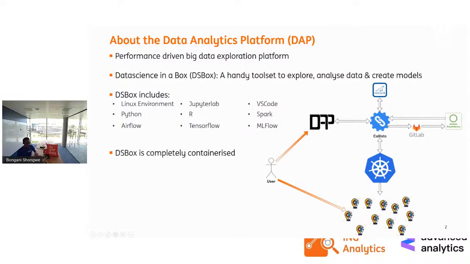DS Box includes a Linux environment with JupyterLab, VS Code, Python, R, Spark, and all kinds of flow, including Airflow, TensorFlow, and MLflow. DS Box in itself is completely containerized, and it runs on our powerful Kubernetes cluster. What you see to your right is a high-level architecture. We have this lightweight API, Callisto, which interacts with the DAP platform. Callisto is in charge of creating user images, and we create those images through GitLab. Those images are stored in our JFrog Artifactory. Callisto is also in charge of deploying these images to our Kubernetes cluster.